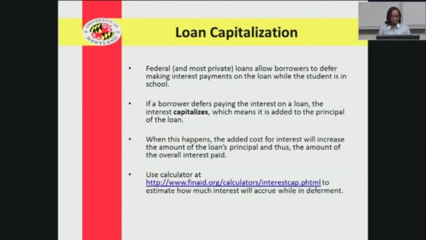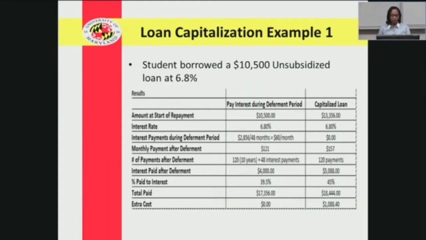So loan capitalization. Federal loans and most private loans allow borrowers to defer making interest payments on the loan while the student is in school. If a borrower defers paying the interest on the loan, the interest capitalizes, which means that it is added to the principal of the loan. When this happens, the added cost of the interest will increase the amount of the loan's principal and thus the amount of the overall interest. And I have an example coming up.